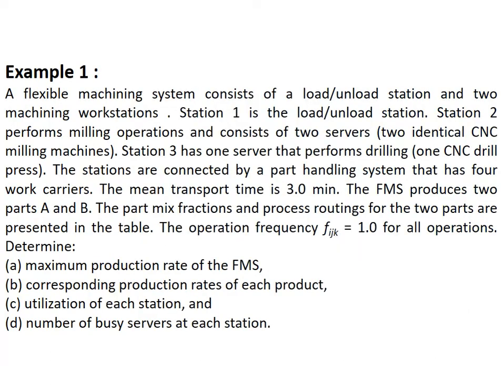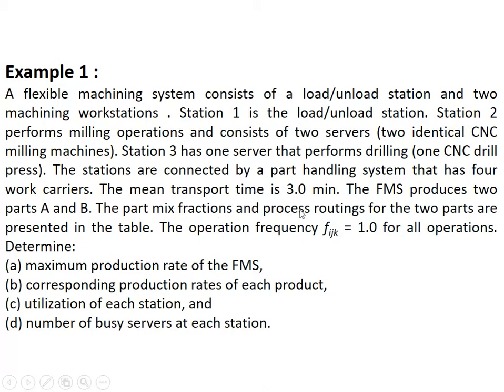And here we can see one example problem. Here we have three stations: station 1, station 2, and station 3. Station 1 is for loading and unloading, station 2 performs milling operations and consists of two servers, which are nothing but two identical CNC milling machines for doing milling. So we have one milling operation station and two servers for it. Two servers are nothing but the duplicates of that particular workstation.